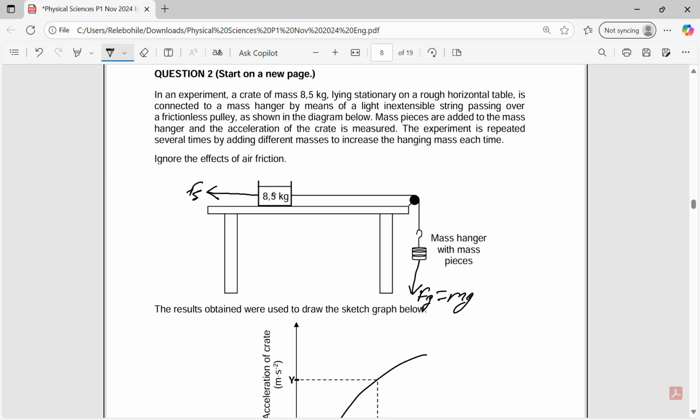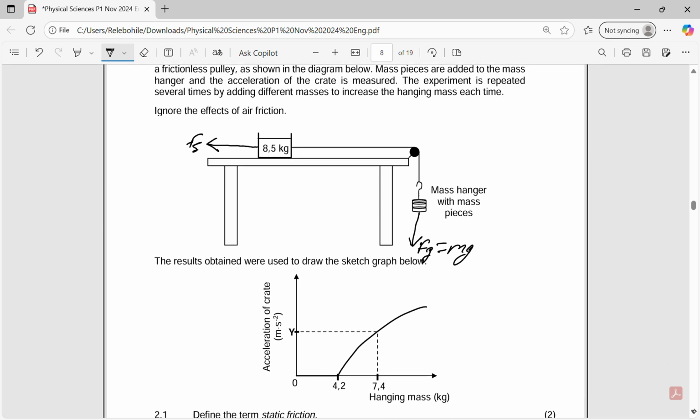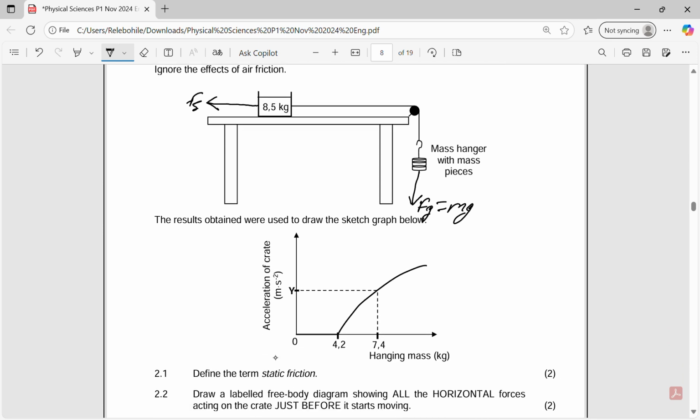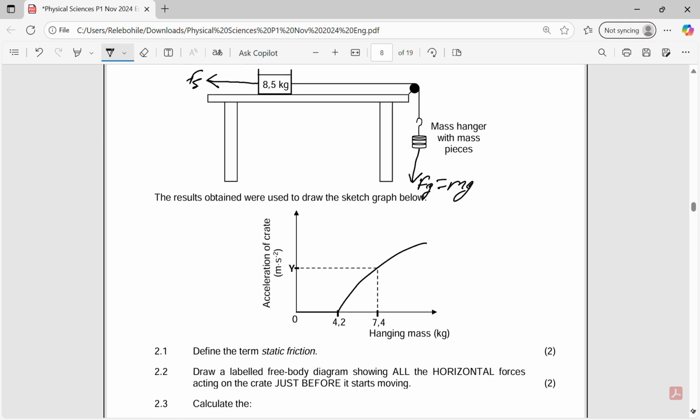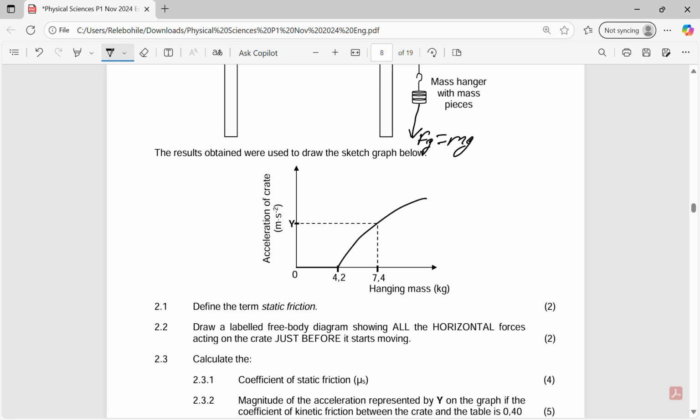So on the crate we have two forces, and on the mass hanger we also have two forces. The common force here is what? It's the tension, on both of these two objects. Now let's check what's in the next section. They say that the results obtained were used to draw the sketch graph below. And this is our graph, and we can see that on our graph we have the mass of the mass hanger, and then we have our acceleration. But we'll talk about that after looking at the questions. Let's check what the questions want.